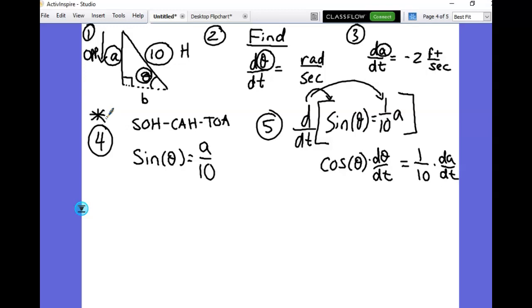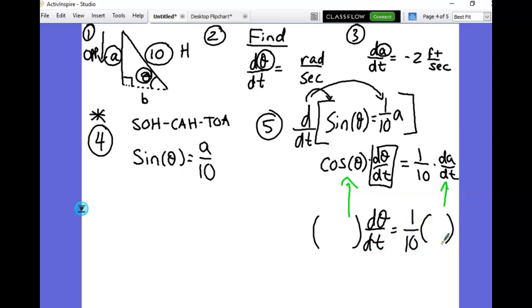Here we go. I'm looking for d theta dt, which means I need to find two other things in order to get this answer. What is dA dt? We have that, right? But I also need to know what the heck cosine of theta is. So, let's go ahead and write what we know. I'm going to put some blanks here. This is -2. Okay, we're good there. Now, I just need to figure out what this is. So this is where things get kind of interesting.